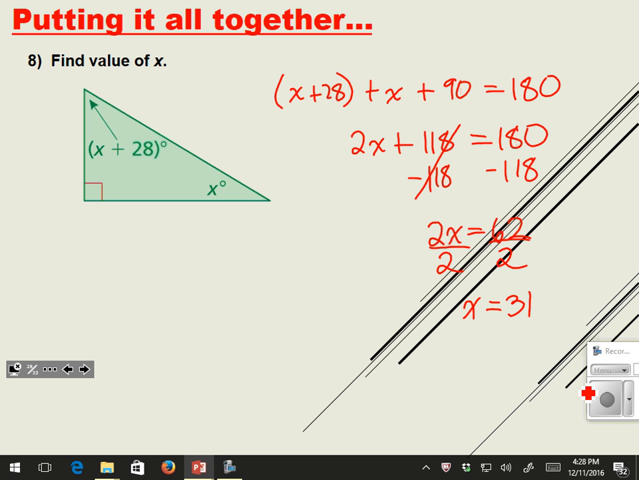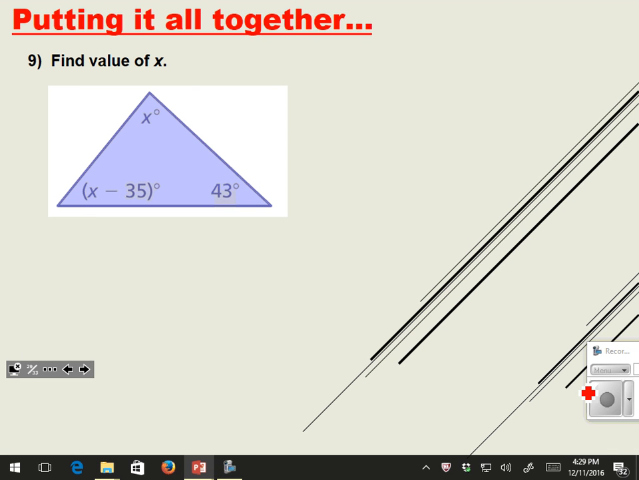So X is equal to 31 is the answer to this problem. So we know that this is 31 degrees. If X is 31 degrees, how much is this angle? Well, X plus 28. What's 31 plus 28? I believe that's 59. So this is 59 degrees, the other angle is 31 degrees. Got it? Number 9. You have to find the value of X and find the missing angles.